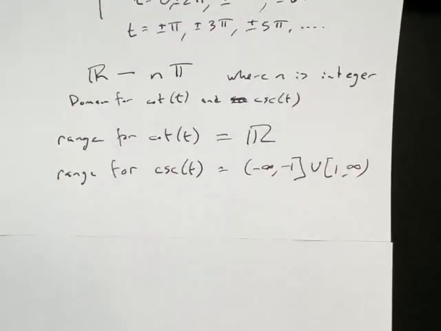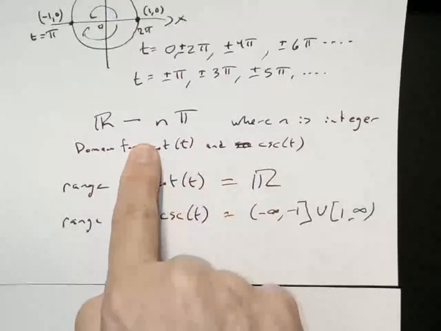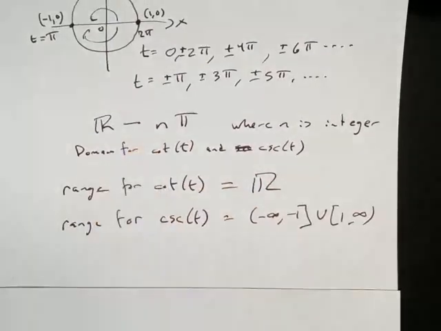Questions? There's a lot here. What's the domain for cosecant and cotangent? Take away all the whole number pi's. Other questions?